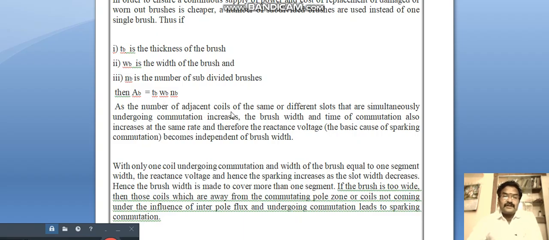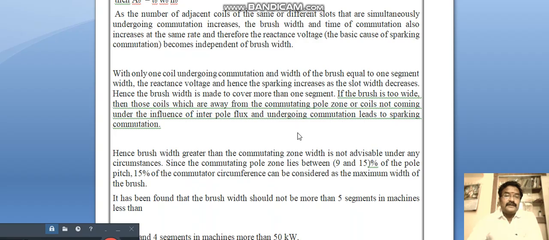Then A_b is equal to T_b times W_b times N_b. As the number of adjacent coils of the same or different slots that are simultaneously undergoing commutation increases, the brush width and the time of commutation also increase at the same rate. Therefore, the reactance voltage becomes independent of brush width. Okay, with only one coil undergoing commutation and the width of the brush equal to one segment width, the reactance voltage and hence the sparking increases as the slot width decreases. Hence, the brush width is made to cover more than one segment.